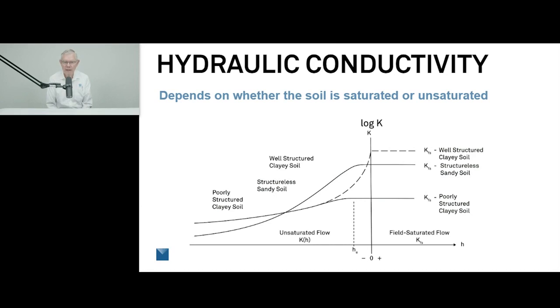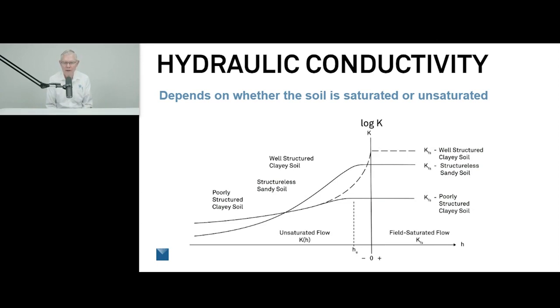Note that the vertical axis is a logarithmic axis, meaning we're incrementing by factors of 10. So the poorly structured clay conductivity is perhaps hundreds of times lower than that of the sand. As the pressure becomes more negative and air replaces water in the largest pores, the hydraulic conductivity drops, and it drops a lot, perhaps orders of magnitude.